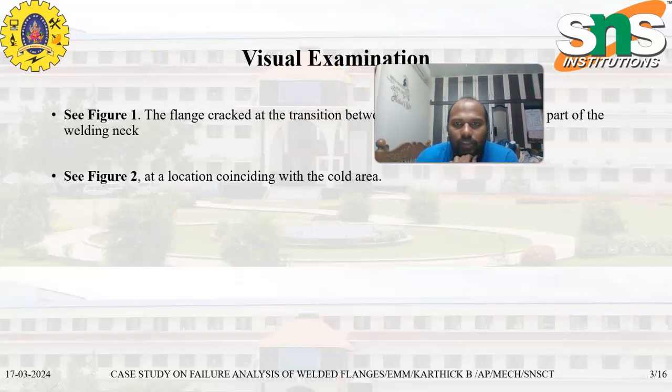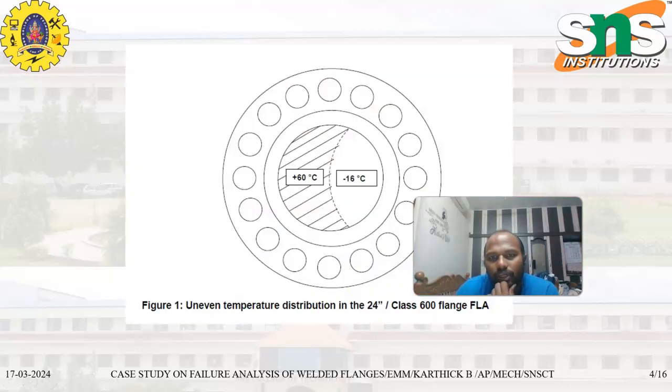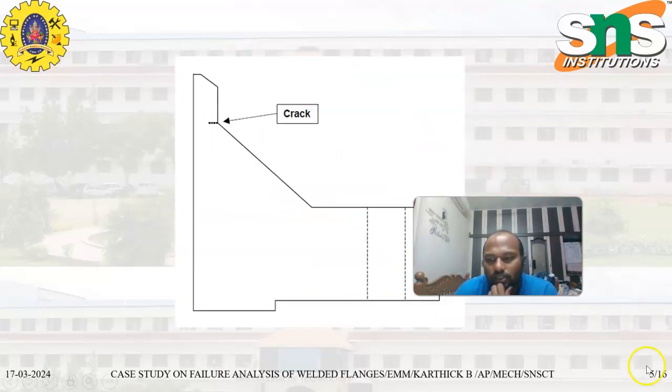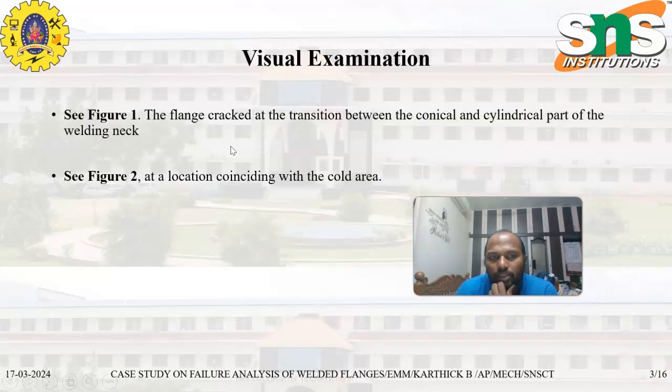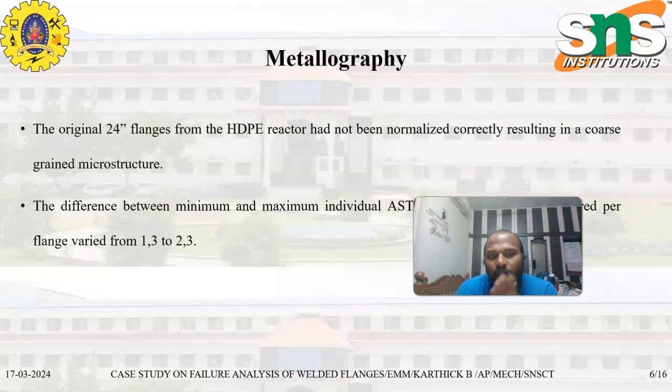Here you can see in the visual examination in figure 1, we can see a crack in a transition region between the conical and the circular cylindrical part, and in figure 2 it coincides with the cold area.